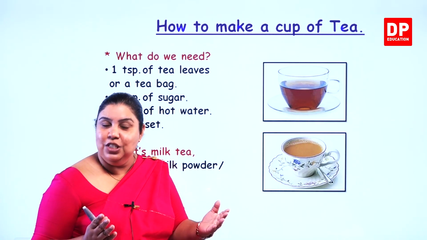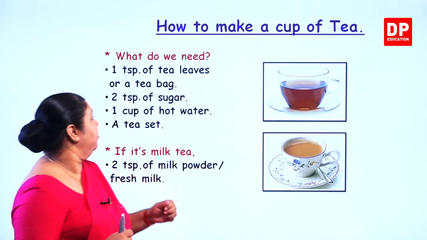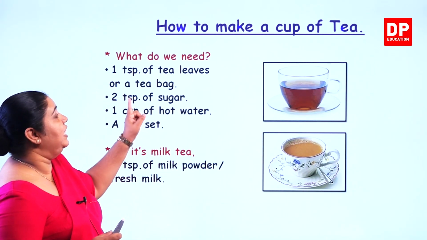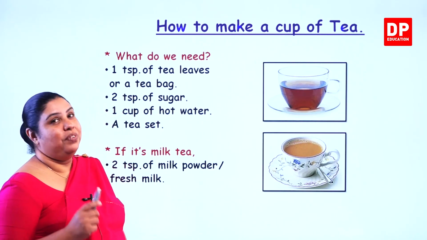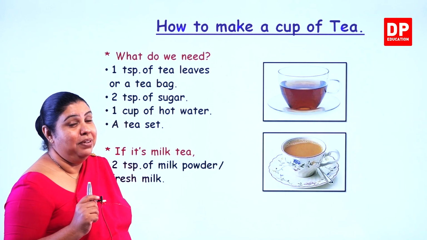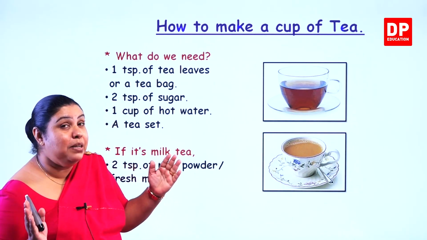Tea leaves. So we have to have some tea leaves to make our tea. 1 teaspoon of tea leaves or a tea bag. Now we are going to take a look at all of them. First we will read and see. Tea leaves or a tea bag.